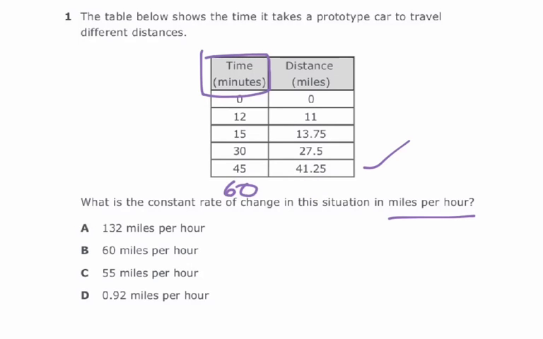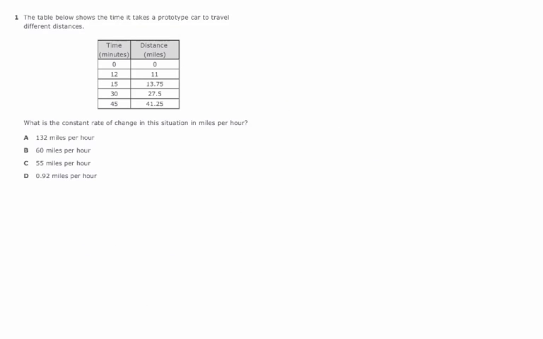So the best way, there's a couple different ways, but I think the best way is to figure out the unit rate. How far is this car driving per minute, and then we could just multiply it by 60. We can figure that out by doing some basic division. We can look at this one where we have 12 minutes to go 11 miles. We can take the 11 and divide by 12 to figure out what our unit rate is. So I'll set this up as straightforward division.